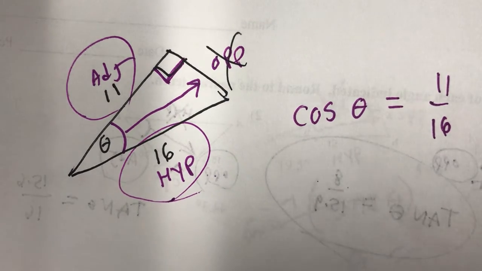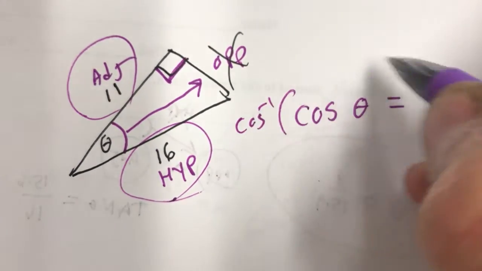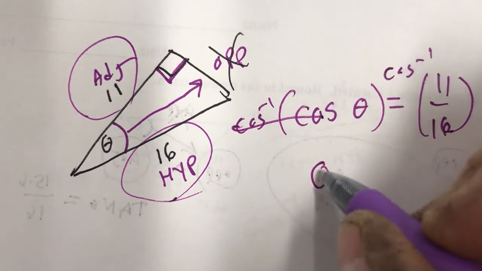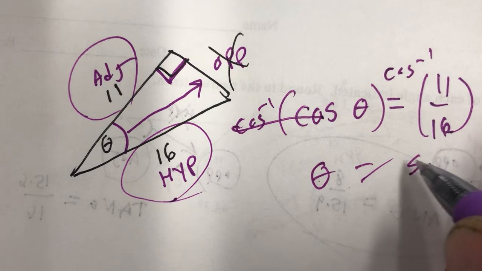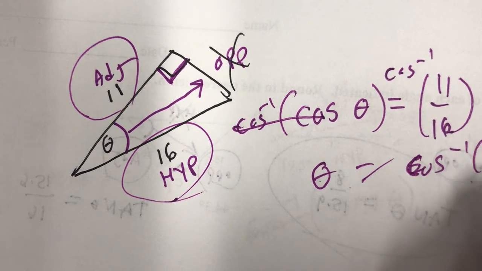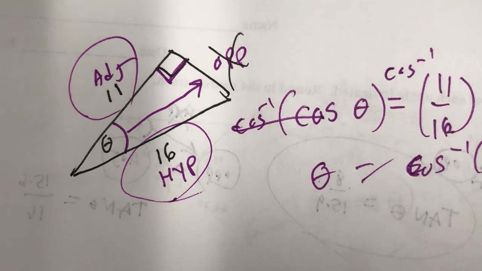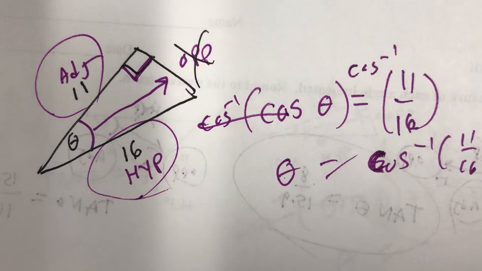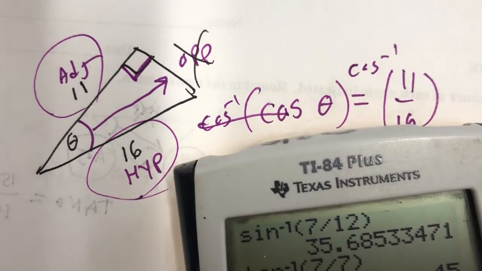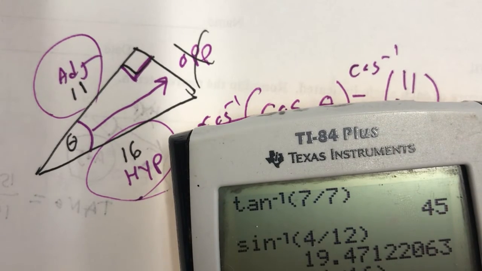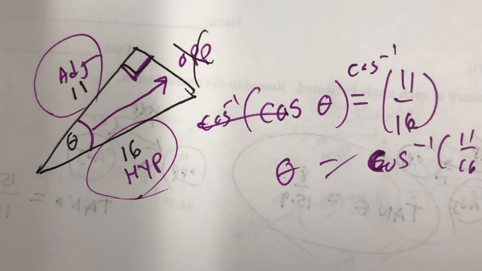Okay, which means I'm going to do cosine inverse of both sides, which makes this cancel, and theta equals cosine inverse of 11 over 16. Inverse cosine 11 divided by 16. And that's 46.6. So this angle is 46.6.